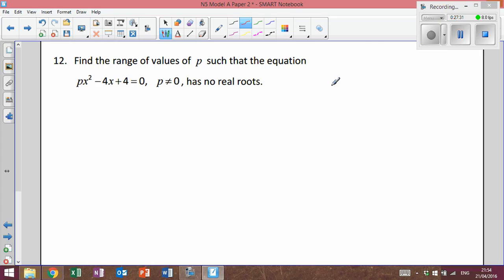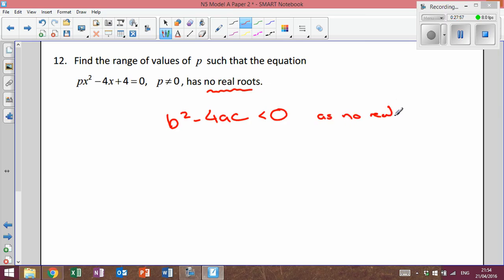Okay, so question 12. It's a really nice question. Find the range of values of p such that the equation there has no real roots. Now this here, no real roots, should be shouting out to us. We're talking about the discriminant, so we're b squared minus 4ac. Because it's no real roots, we know what the discriminant's got to be. That's got to be a negative number. It's got to be less than 0.